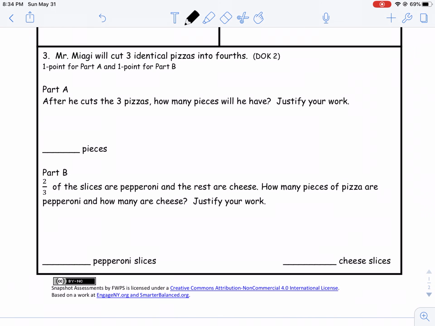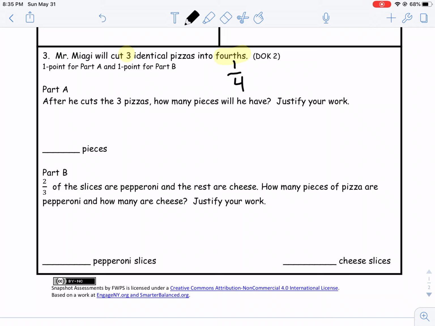Okay, and then we have number 3. Mr. Miyagi will cut 3 identical pizzas into fourths. So, part A, after he cuts the pizza, how many pieces will he have? Justify your work. So justify your work just means show your work. So I have 3 identical pizzas into fourths. I like to write notes on mine, so fourths. After he cuts the 3 pizzas, how many pieces will he have?